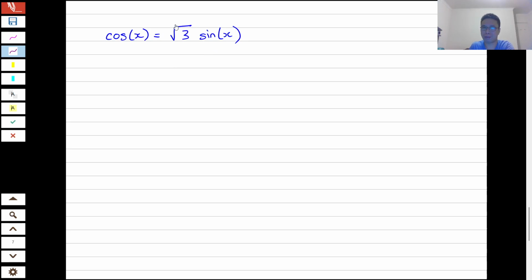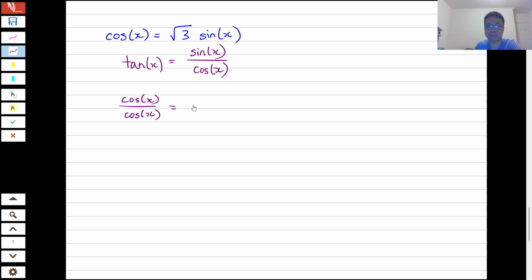First thing I'm noticing is that root 3 is here. Root 3 is special. Root 3 is closely related to the exact values for sine, cos, and tan. The other thing I'm noticing is that sine and cosine are both present in this equation. And there's a definition for tan, which involves sine and cosine, which is as follows. So if I divide both sides by cosine of x, as follows, I will transform this equation to a tan equation.